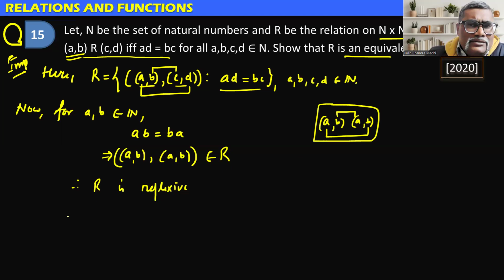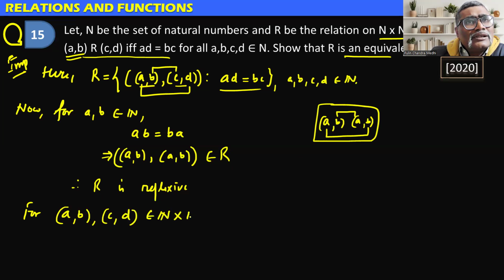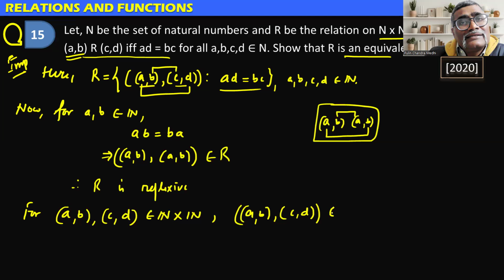Now symmetricity. Symmetricity will be easier, right? For this I should take two elements in N cross N. Remember it. For symmetricity, what should I start with? I want these elements to be related, so they are related. Now where should I end with? I should get these elements swapped. That means C comma D should be in the first place, A comma B in the second place. So let us just proceed. See, I'm giving you a trick here.